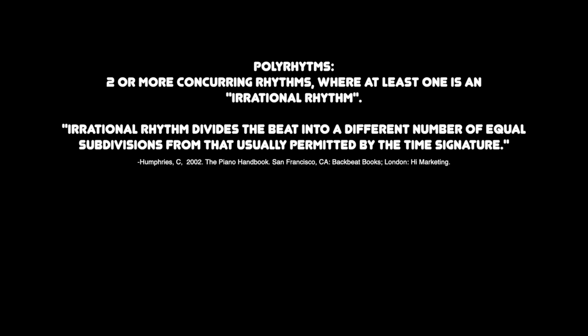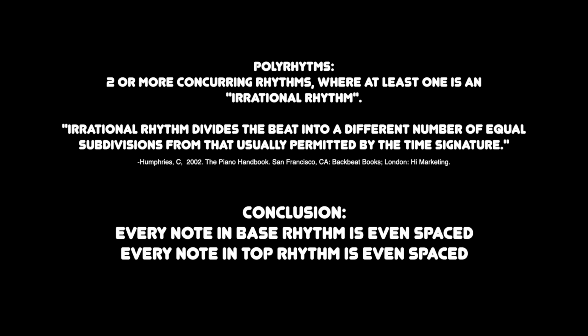I think it's hard to find a really good explanation anywhere, but I found this one in Wikipedia, and it's really good. Polyrhythms: two or more concurring rhythms where at least one is an irrational rhythm. Irrational rhythm divides the beat into a different number of equal subdivisions from that usually permitted by the time signature. According to this, we can draw the conclusion that every note in our bass rhythm is evenly spaced and every note in our top rhythm is evenly spaced. So let me show you what I mean by that.